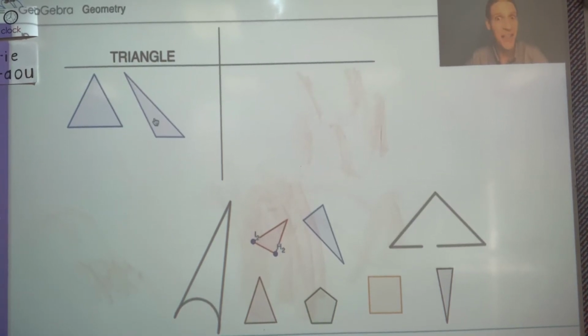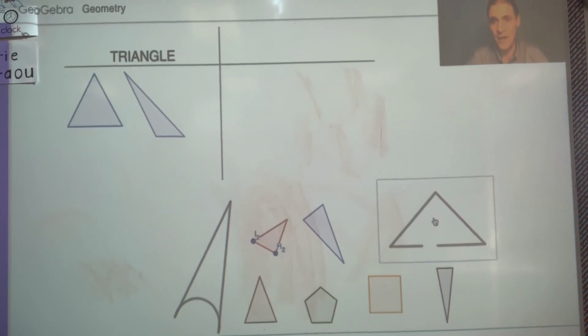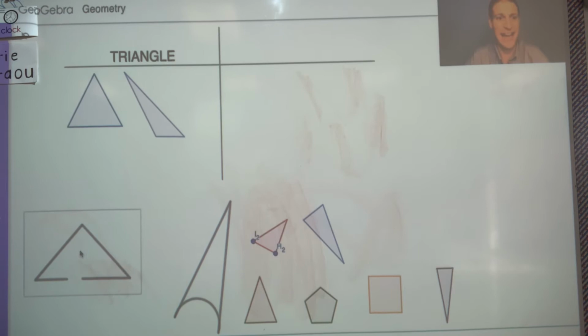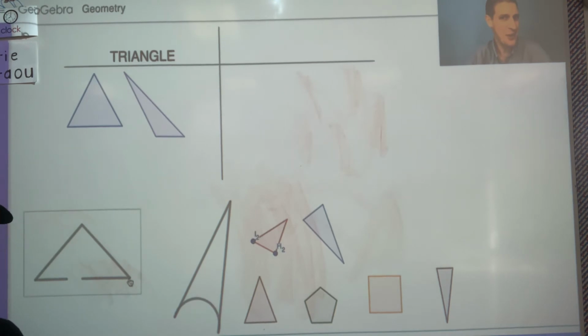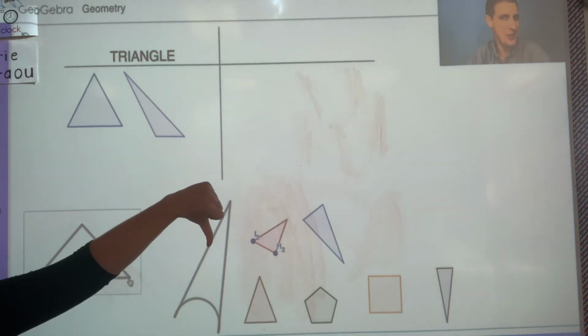Let's look at another shape. How about this one? Ooh, let's look at this shape, the one that I'm dragging right now. Well, this shape has 1, 2, 3 corners, and it has straight sides. This must be a triangle. Tell your friend, is this a triangle? Okay, so, is this a triangle? Thumbs up if it's a triangle. Thumbs down if it's not. I see some thumbs up, but I'm also seeing some thumbs down.